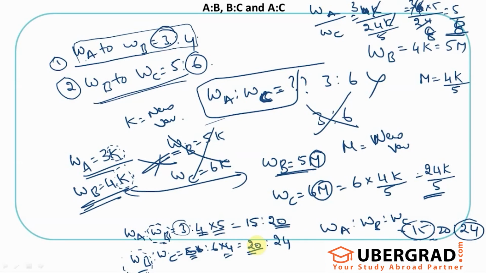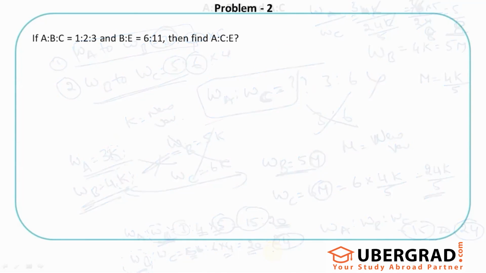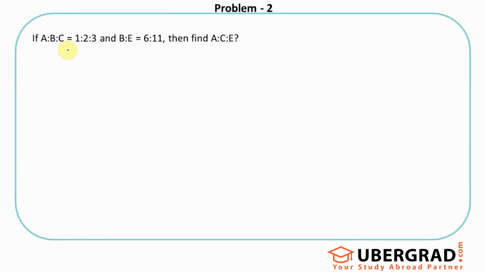Now this is a slightly faster approach. What did I say? Get the common element to the same value in both the ratios. Here I see 4 and 5, they are not the same. I have to make both of them the same. So I multiply by 5 and by 4 so that 5 4s are 20, 4 5s are 20. I get WB being 20 in both the ratios. So I can simply write WA to WC as this is to this, 15 is to 24.